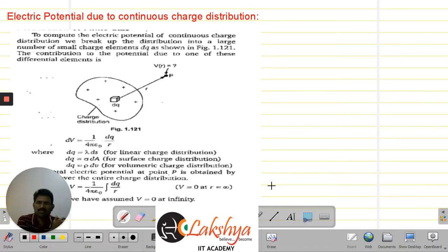In the previous classes we discussed only point charge distribution. Now today we are going to discuss continuous charge distribution. These derivations are almost the same as our electric field derivations, and we already did such potential calculations in the gravitation topic. So almost all the derivations are the same.